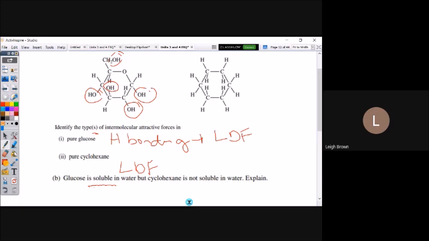That's enough information. Glucose, and you could write being polar, that would be nice. Not required. Glucose is soluble in water because it would be able to hydrogen bond in water, or has a great attraction with water through hydrogen bonding. All right. Cyclohexane, due to it being nonpolar, would only be able to have weaker London dispersion forces of attraction with water, which aren't strong enough to make it soluble.